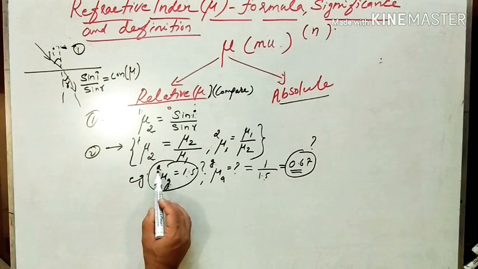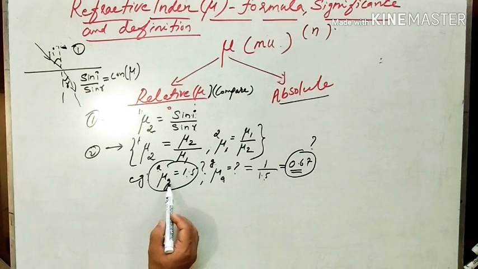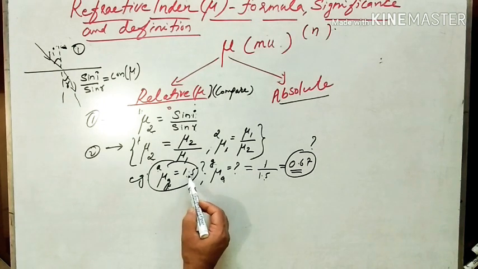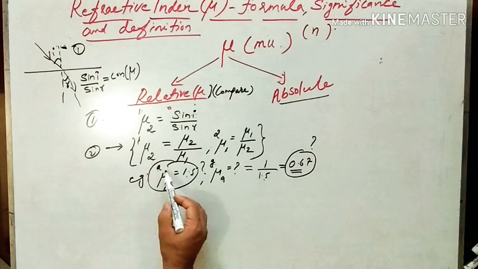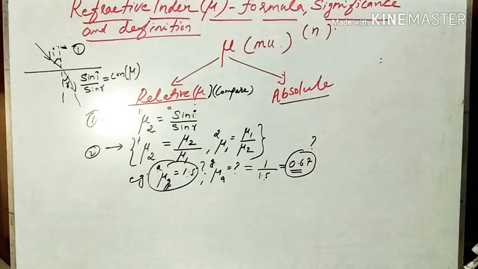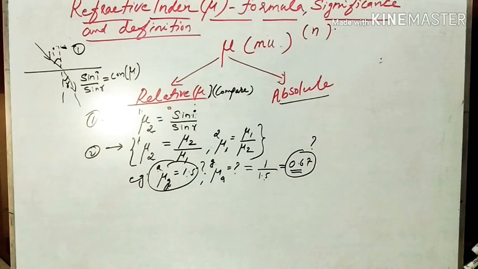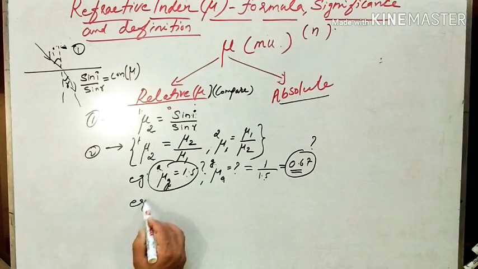The speed of light in air is 1.5 times greater than the speed of light in glass, or the speed of light in glass is 1.5 times lesser than the speed of light in air, conversely reading. All right, so that is the meaning of the statement refractive index is equal to 1.5. Now another example to make it more clear, let us choose one more example.